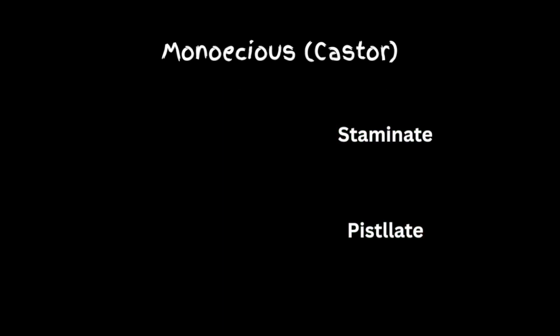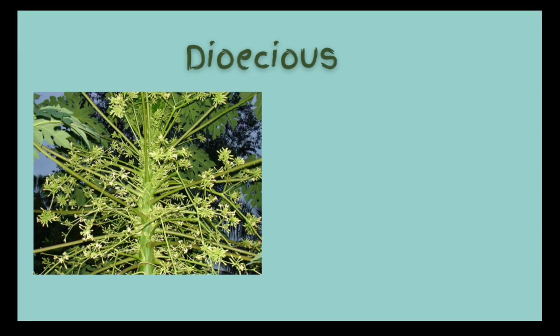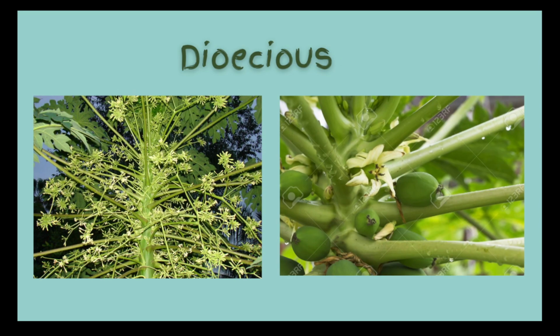In papaya, male and female flowers are present on different plants. This condition is called dioecious. This condition prevents both autogamy and geitonogamy.